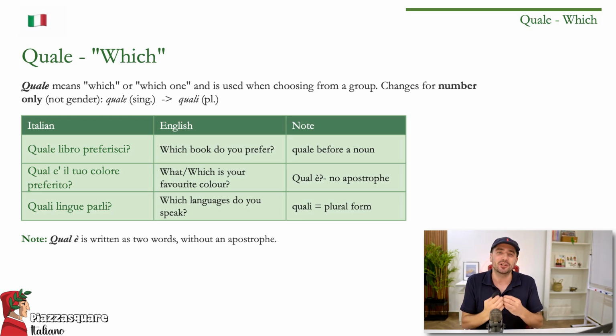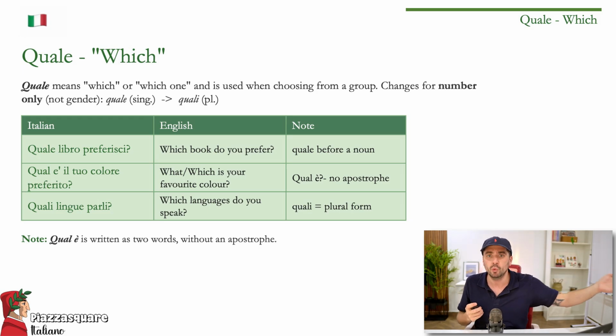This word can function as an interrogative adjective when directly followed by a noun. For example, quale libro, which book, or as an interrogative pronoun when it stands alone. For example, quale preferisci? Which one do you prefer?